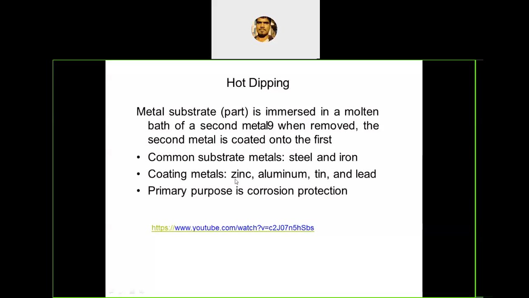Coating materials are zinc, aluminum, tin, lead. The primary purpose for using this process is corrosion resistance. Iron and steel, we know, are more reactive with moisture. Just to avoid that, we go with hot dipping. So by hot dipping, what happens? It will improve the corrosion resistance properly. We dip either in molten zinc or molten aluminum.